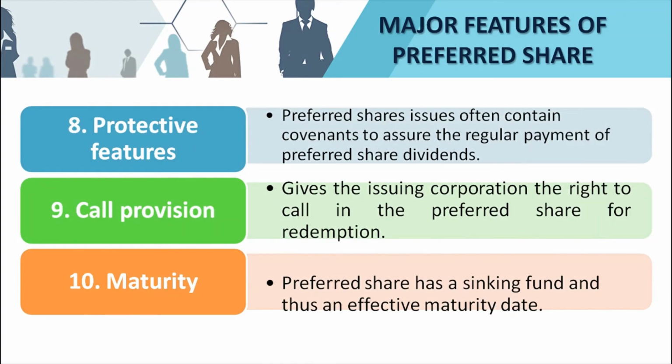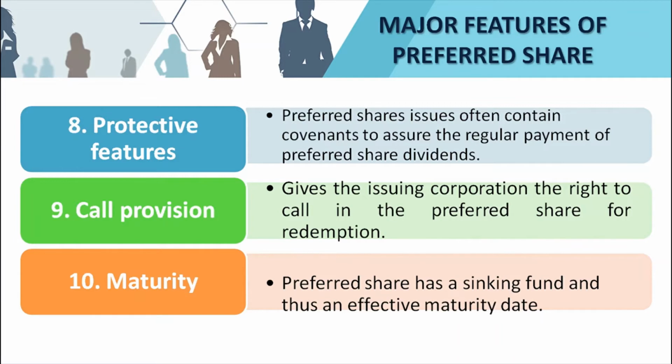Number 8, protective features. Preferred share issues often contain covenants to assure the regular payment of preferred share dividends. So for example, dito is yung mga covenants. They can restrict the amount of common share cash dividends or specify working capital levels and limit the sale of securities. Number 9, call provision gives the issuing corporation the right to call in the preferred share for redemption. Number 10, maturity. Preferred share has a sinking fund and thus have an effective maturity date.